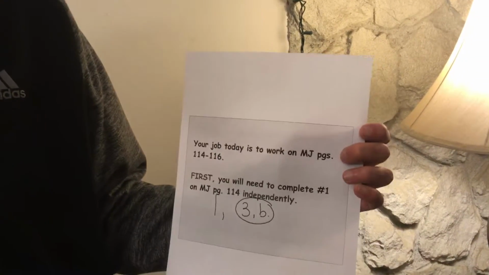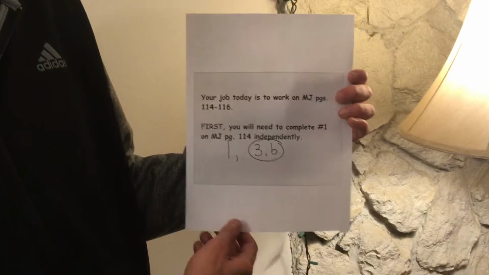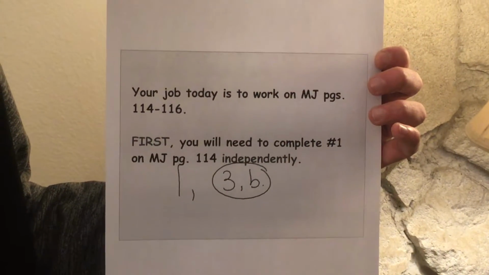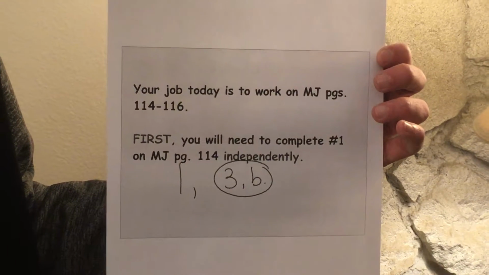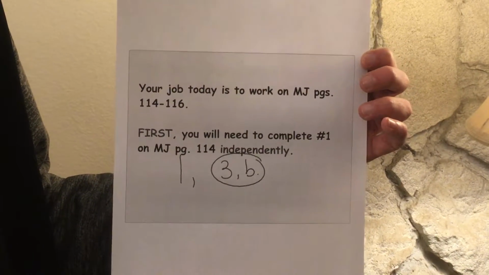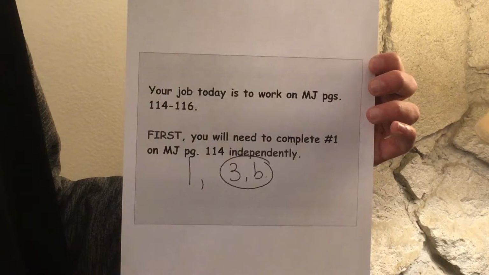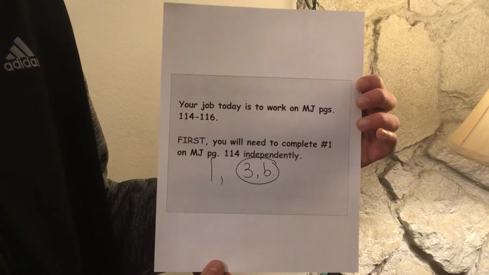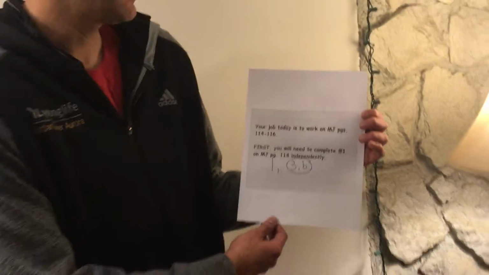All right, now that we've worked together and I've done it, you've done it, now we're going to see how you guys can master the skills. Your job today is to work on math journals 114 and 116. First, you will need to complete number 1 on page 114 independently. Once you have proven that skill, then you can work with partners to do the rest of the work. If you have any questions, please let us know because we'd be glad to come around and help you.